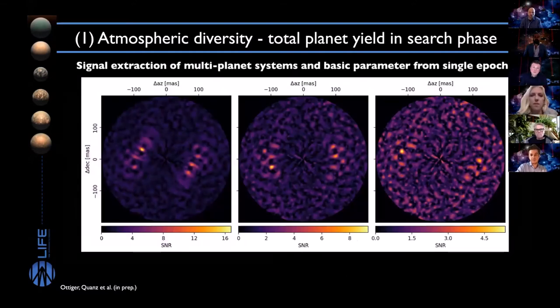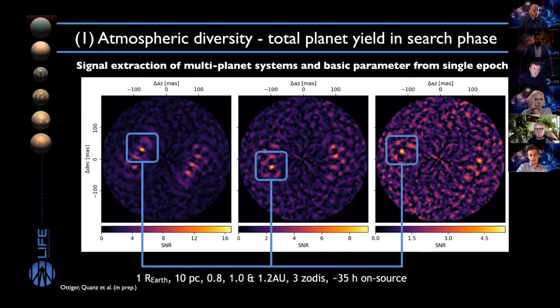This is to demonstrate that we can also extract signals from multiple planet systems. So you have three planets here. On the left-hand side is the brightest object with a signal-to-noise ratio in excess of 16. Then in the middle panel you have an intermediate case. And on the right-hand side you have a planet that is detectable with an SNR of 5. They were all simulated with this LIFEsim tool, and we extract one signal after the other, just to learn how well we can then constrain planetary properties.